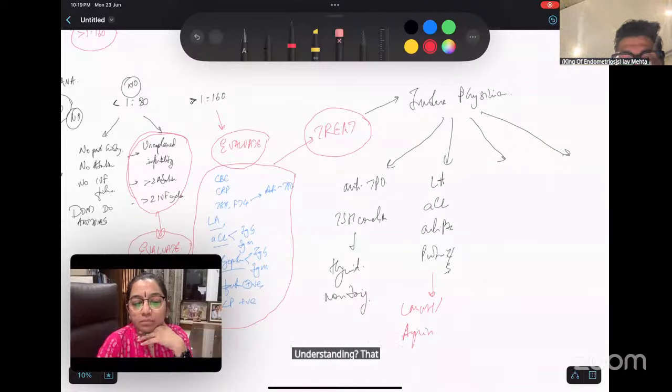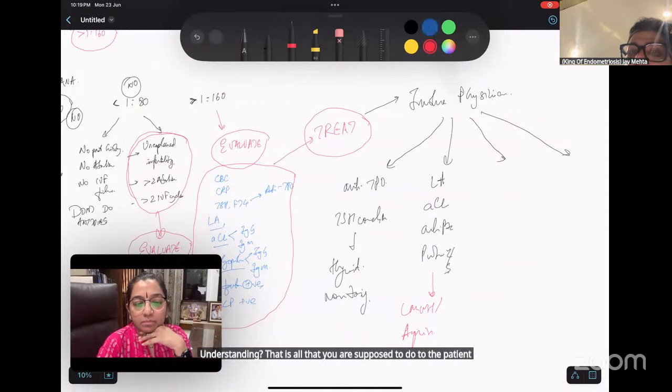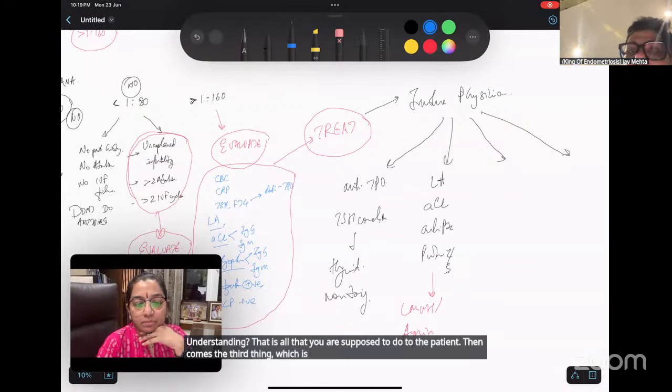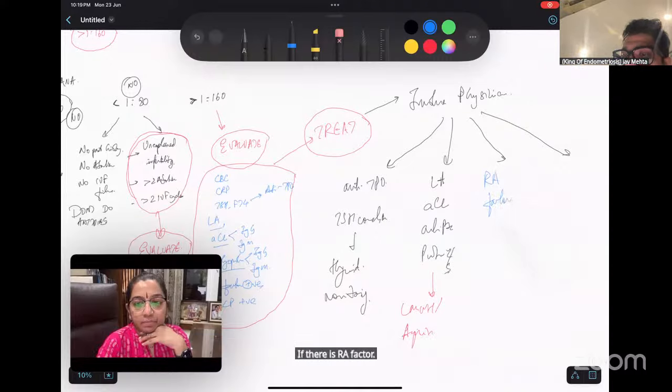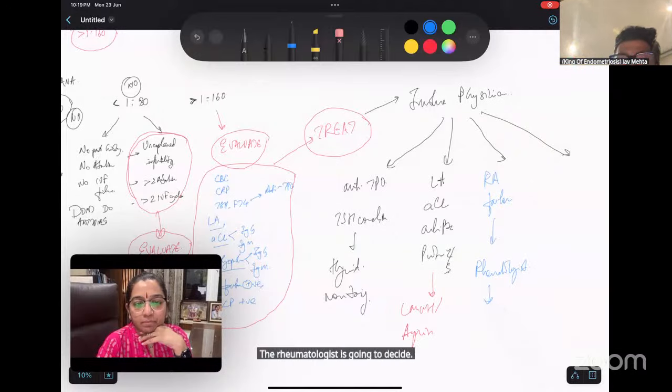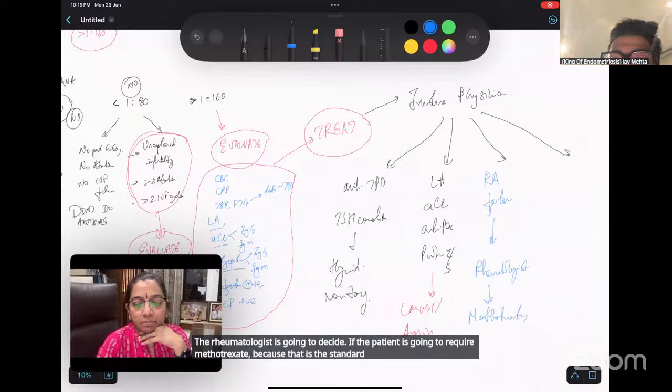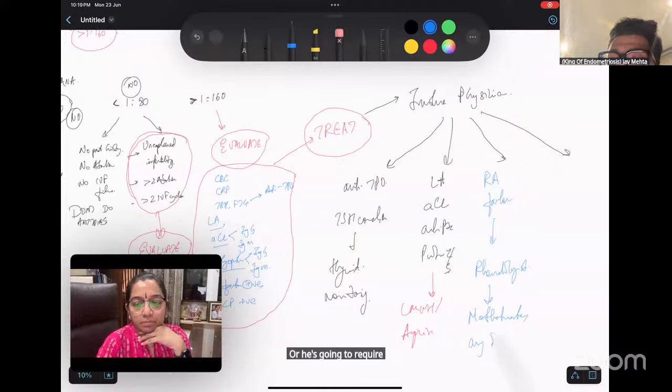That is all that you are supposed to do to the patient. Then comes the third thing, which is again very, very important in all these things. If there is RA factor, simple. Go to the rheumatologist. The rheumatologist is going to decide if the patient is going to require methotrexate, because that is the standard drug for that, or he is going to require any other drug. We are not supposed to do anything as gynecologist.